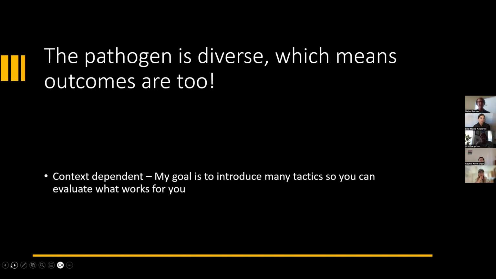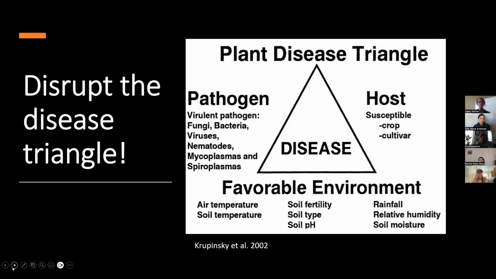And then again, I keep hitting on this because it can't be overlooked for Fusarium, that the pathogen is diverse, which means that our outcomes when we're trying to fight this disease can be diverse too. And something that works really well against one strain might not work against another strain. But I'm going to try to introduce you to the tactics that are most well supported, so you can try it in your own field and see what's working in your context.